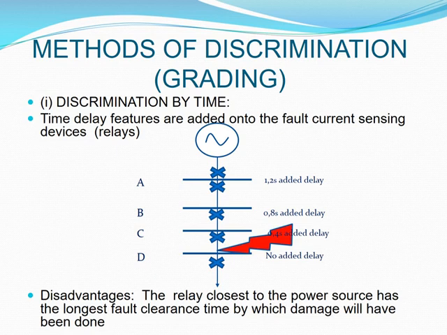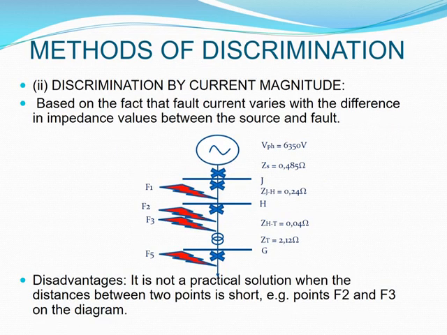A lot of fault current will develop here, very close to your source, by the time this network operates. The second one is discrimination by current magnitude. On this one, we're really looking at the impedance, from your source up until where your fault is.